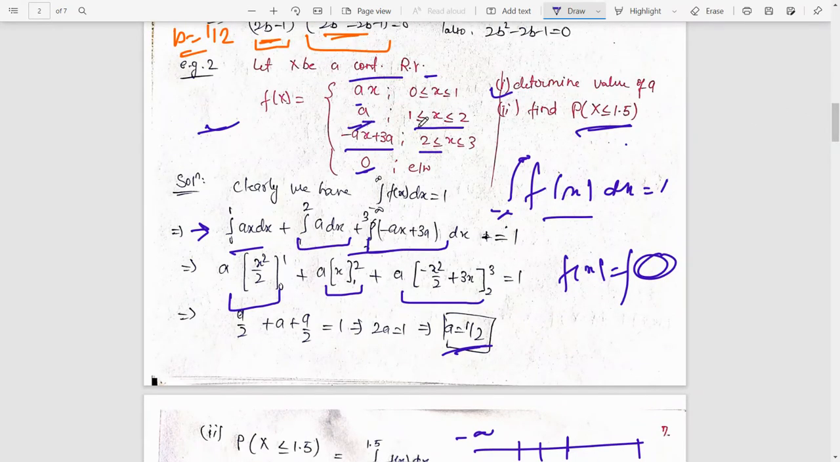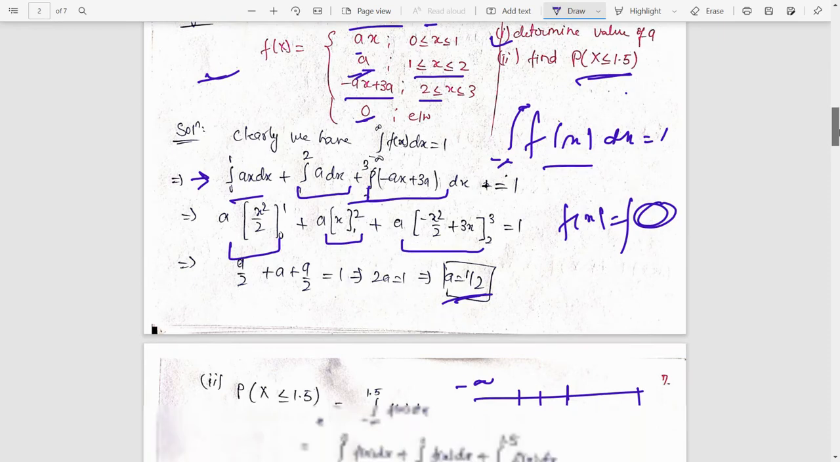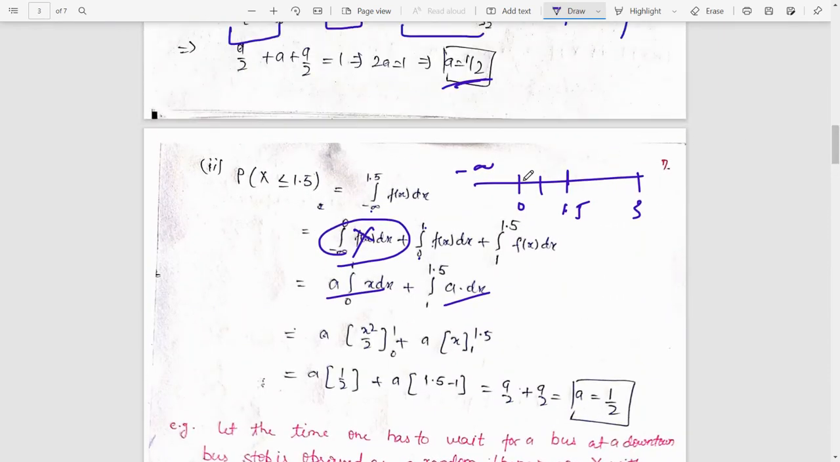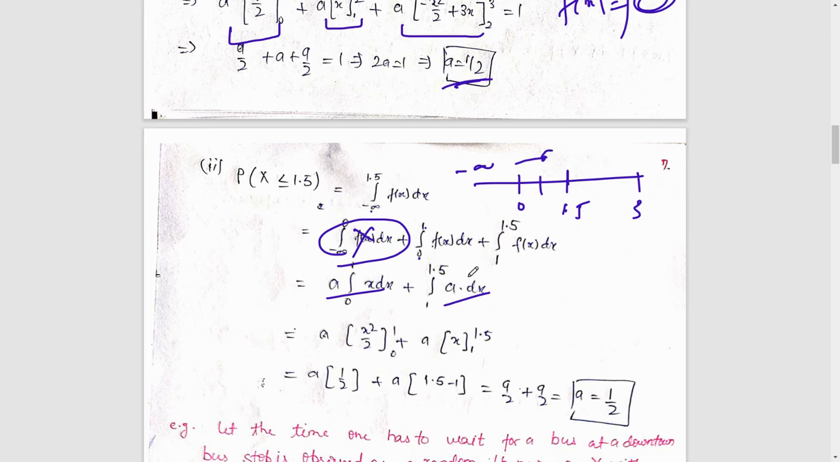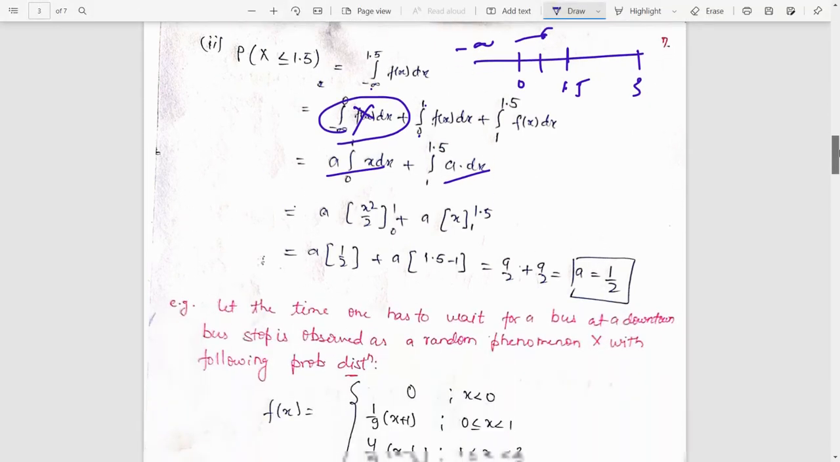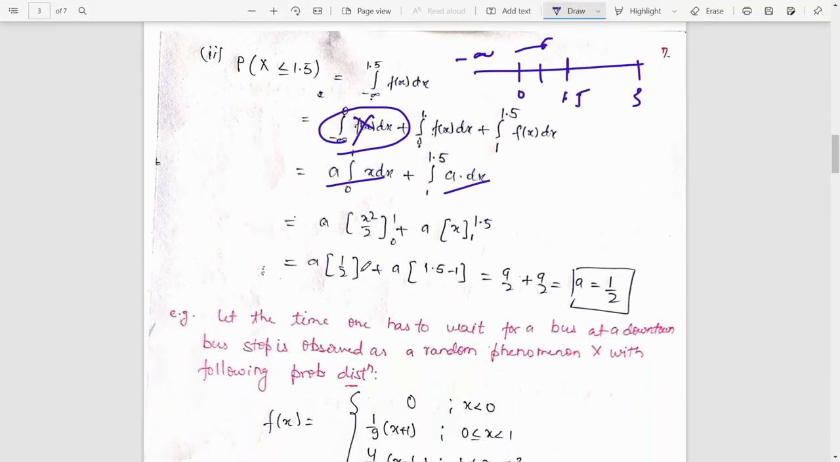You need to break the integral because the definition of the function is something different from 0 to 1, and it changes after 1. That's why we are changing this part. If you calculate the integral, you get some value in terms of a. So a is 1 by 2, so your probability that x is less than 1.5 is 1 by 2. Overall, this is a simple procedure that you use to calculate the probability in the case of a continuous random variable.